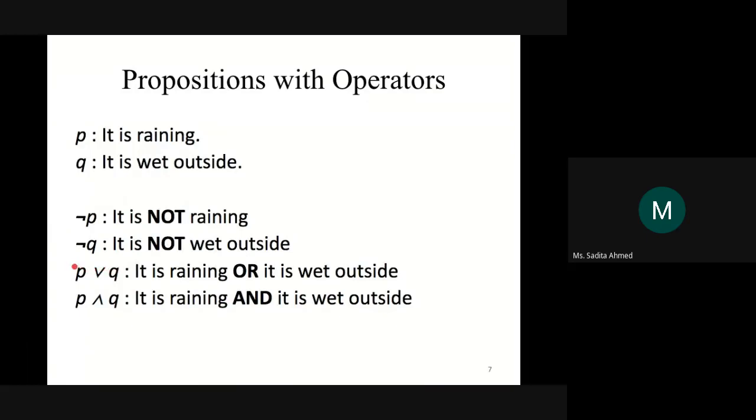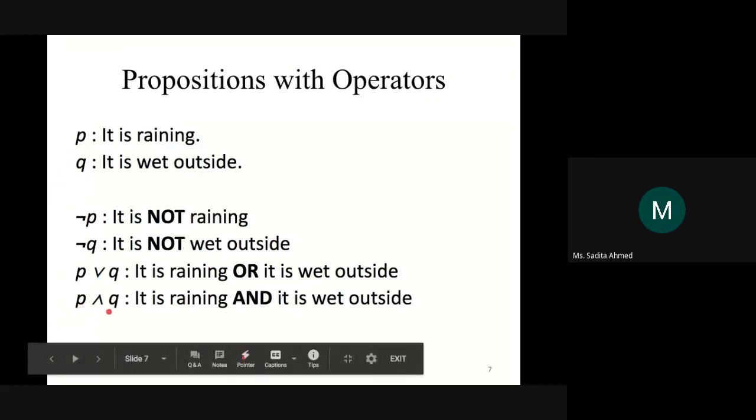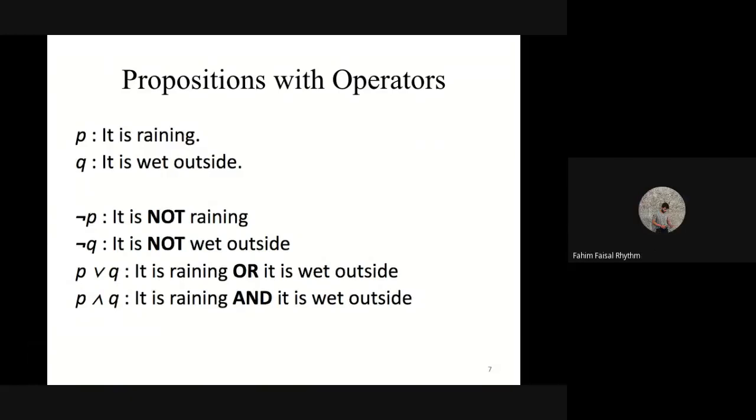let's say we go with the same assumption that it is not raining. If it is not raining, then what does that mean? It means that not P is true. If not P is true, then P is false. Now, what happens to P and Q if P is false, guys? Do we need to find out the truth value of Q? No, it's false.